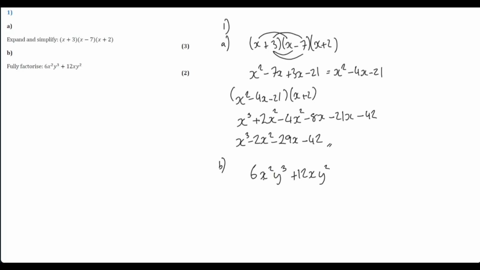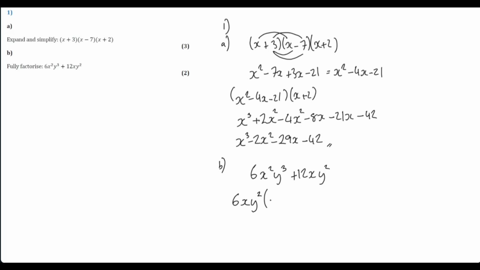Okay, so I'm going to pull out the 6. That's the biggest number I can pull out. I'm going to pull out the x. Then I'm going to pull out the y squared. Okay. Next thing is I'm going to fill in the brackets.